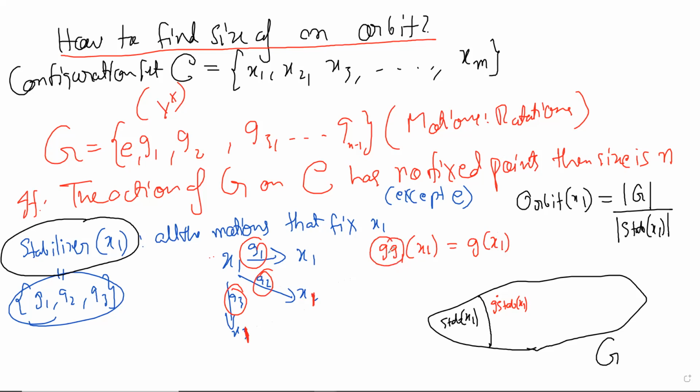G1 followed by G will go to the motion of G only, because G1 is not doing anything. But the problem it creates is that G2 will also do the same motion as G. And G3 is also going to do the same motion as G, because G1, G2, G3 are the elements that fix x1, right? So not only that happens, but these also just take x1 to one other place.